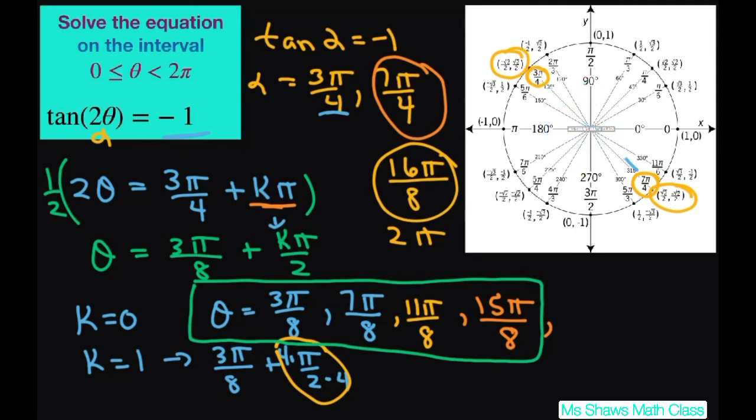Now, if you plug all these solutions back into your theta, you will get -1 because you just multiply it by 2, and it will be on your unit circle from 0 to 2 pi.